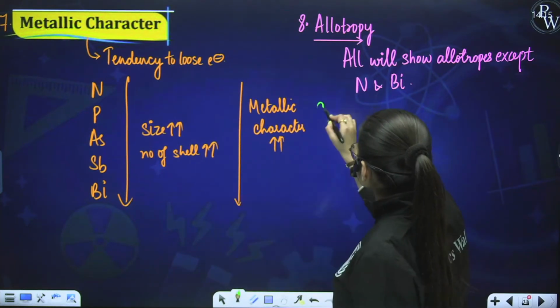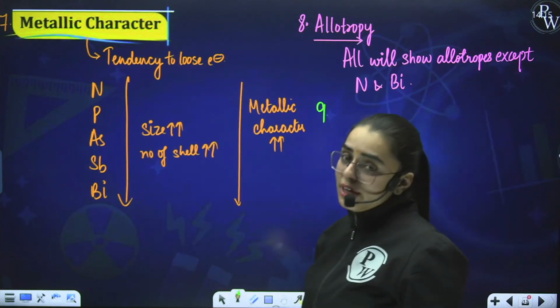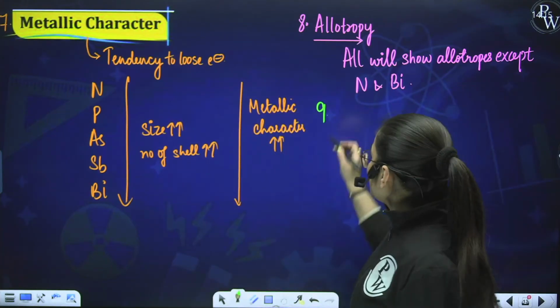Now comes your next physical property, that is your 9th physical property. If I talk about, that is isotopes. Now what are isotopes?